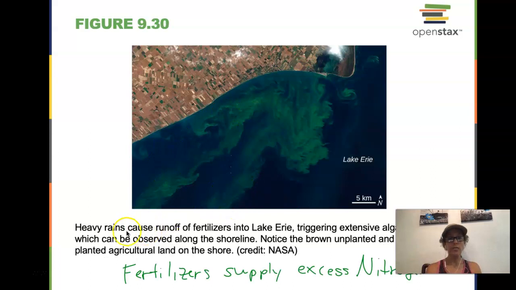This is looking at fertilizer runoff into Lake Erie. A lot of fertilizer. That is going to flood it with excess nitrogen. Excess nitrogen causes algal blooms to form. And that can certainly produce a lot of oxygen, but we know that algae can also produce toxins that can be damaging to the life living in the waters there.